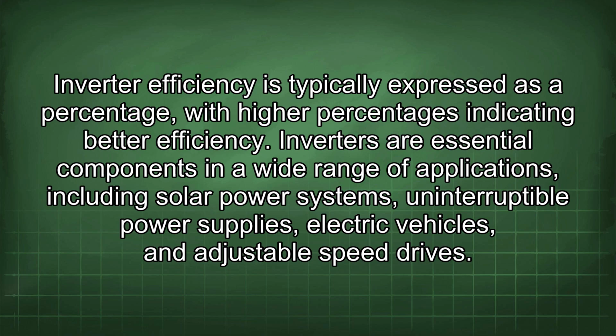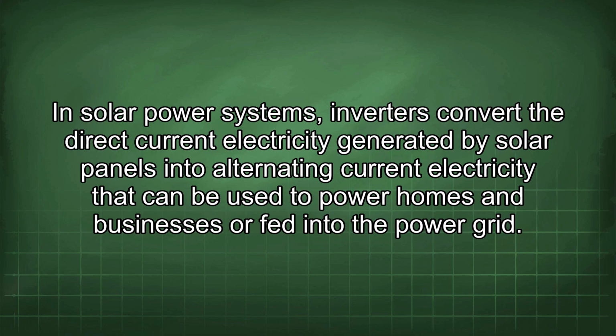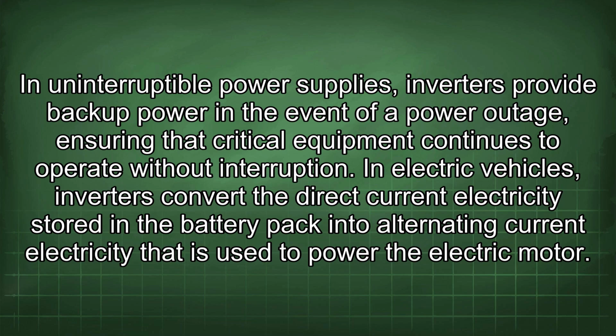Inverters are essential components in a wide range of applications, including solar power systems, uninterruptible power supplies, electric vehicles, and adjustable speed drives. In solar power systems, inverters convert the direct current electricity generated by solar panels into alternating current electricity that can be used to power homes and businesses or fed into the power grid. In uninterruptible power supplies, inverters provide backup power in the event of a power outage, ensuring that critical equipment continues to operate without interruption. In electric vehicles, inverters convert the direct current electricity stored in the battery pack into alternating current electricity that is used to power the electric motor.